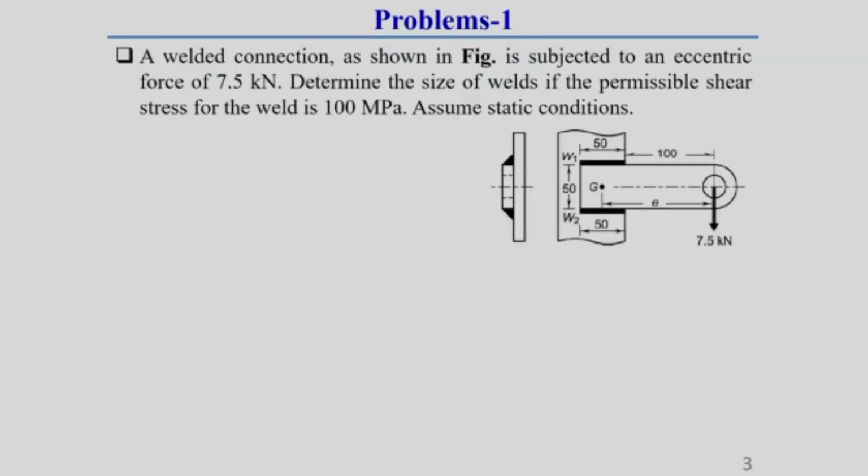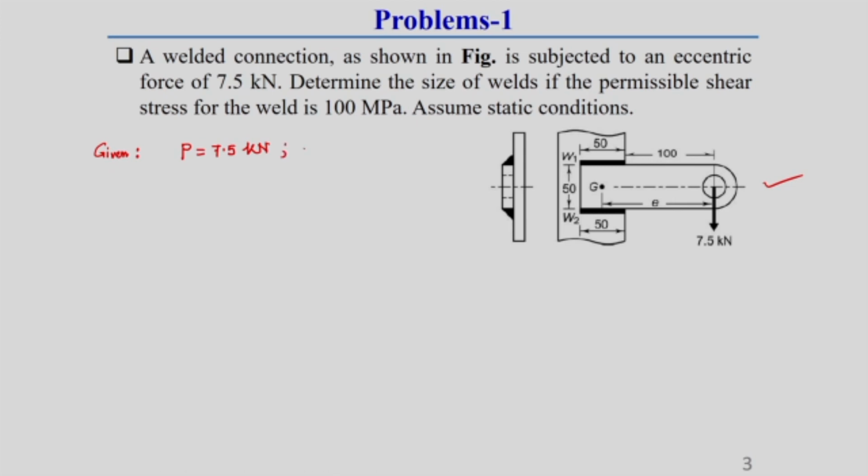welded joint. The first problem which I am showing here, the problem statement is a welded connection. Here you can see the weld connection shown in this figure is subjected to an eccentric force. The given parameters are the externally eccentric load P equal to 7.5 kilonewton. Here we have to determine the size of the weld.